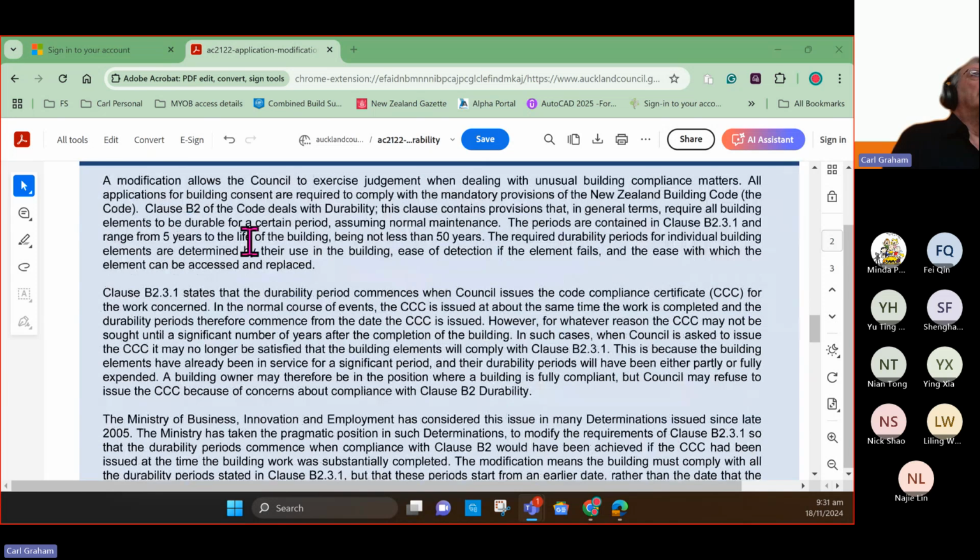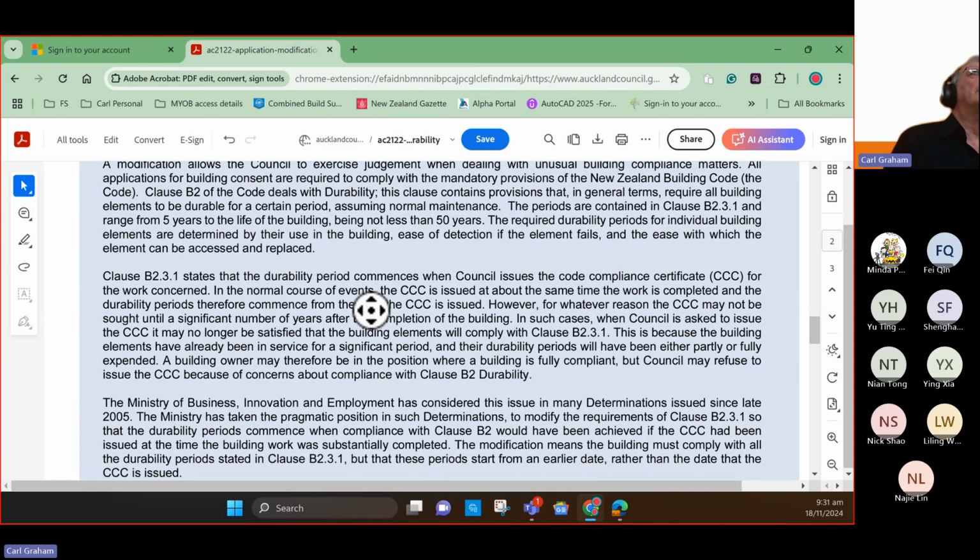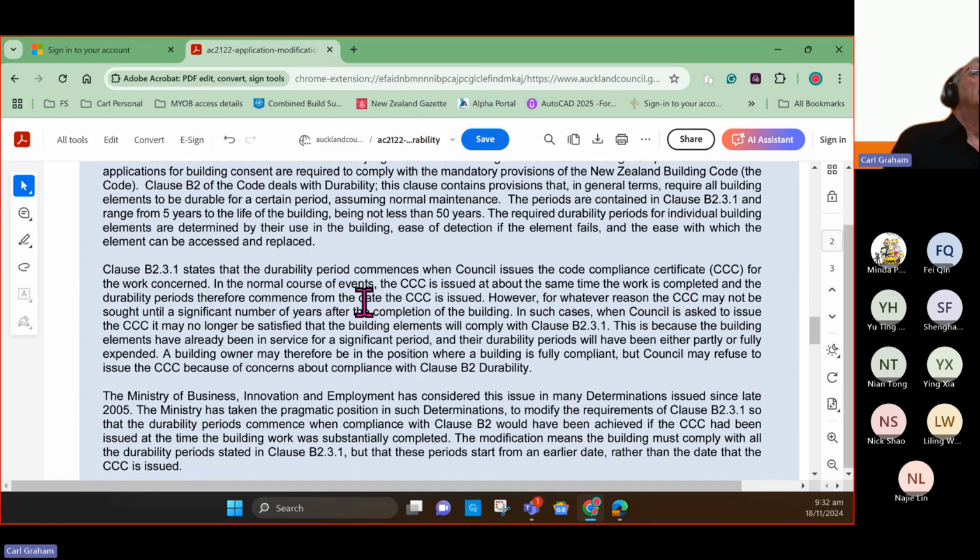Okay, so this is a B2 waiver, and this is basically what the council's talking about. A modification allows the council to exercise judgment when dealing with unusual building compliance matters. All applications for a consent are required to comply with the provisions of the building code. Clause B2 deals with durability. This clause contains provisions that in general terms require all building elements to be durable for a certain period, assuming normal maintenance. The periods are contained in B2.3.1 and range from 5 years to 50 years.